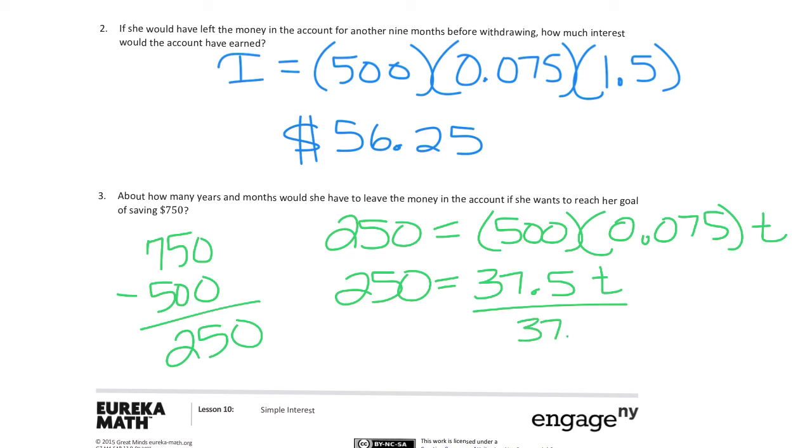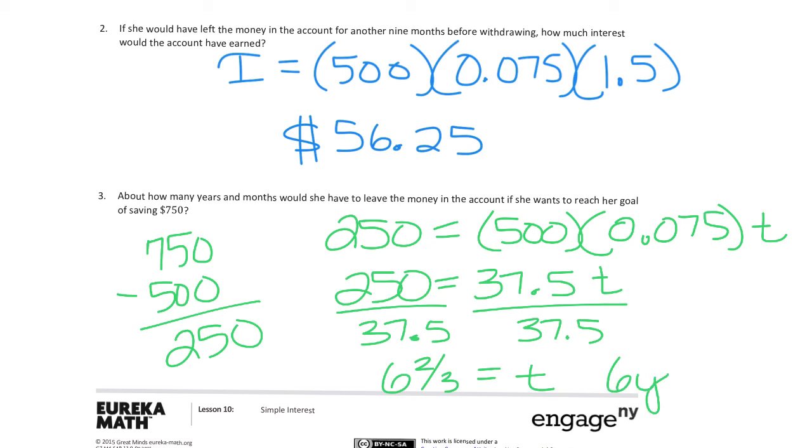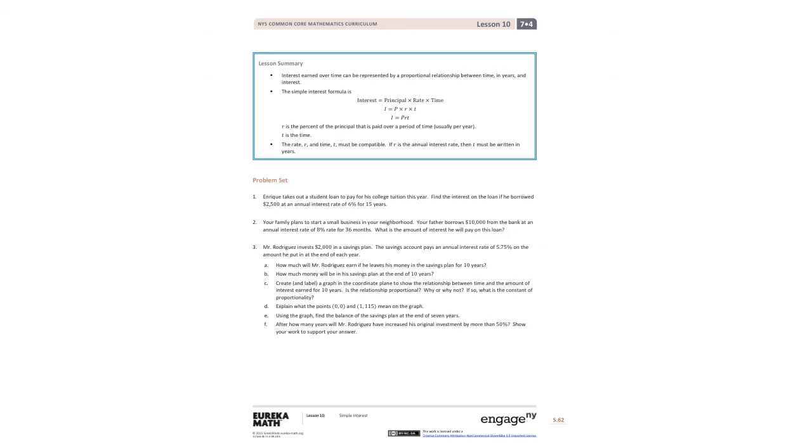Opposite of multiplication is division. So we're going to divide both sides by 37 5/10. And when we do that, we get 6 2/3 equals the amount of time. And so when I have to change that to years and months, the whole number 6 years, and then 2/3 of a year. So common denominator for years, 12ths. 2/3 equals how many 12ths? And so it's 8/12. So 6 years, 8 months.